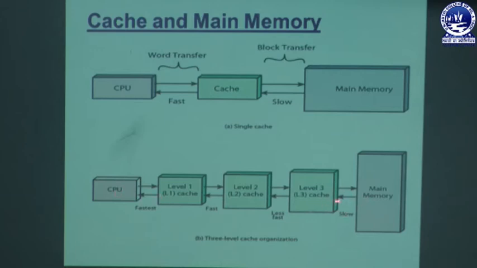In the 3-level cache organization, between the cache levels, main memory and the CPU, when the data is transferred from the main memory to level 3 cache, it is slower than the transmission between level 3 and level 2, and the fastest transmission is between level 1 and the CPU. Here you can see it is the fastest, this is less fast than that, and this is the slowest as compared to these 3 transfers.